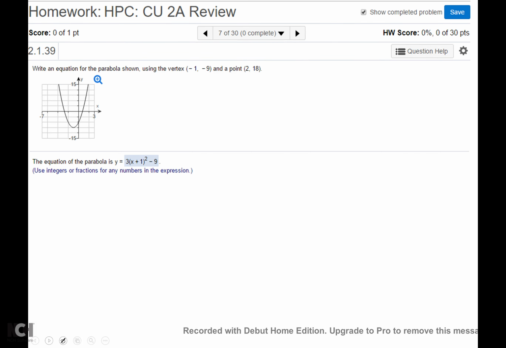Okay? Alright, it says write an equation for the parabola shown using the vertex, which is h, k, and any other point on the graph that the graph passes through, but not the vertex. So what we have to do to write an equation is we need to know 3 things. I need to know a, I need to know h, and I need to know k. Well, I know h, and I know k. The only thing I don't know is a.